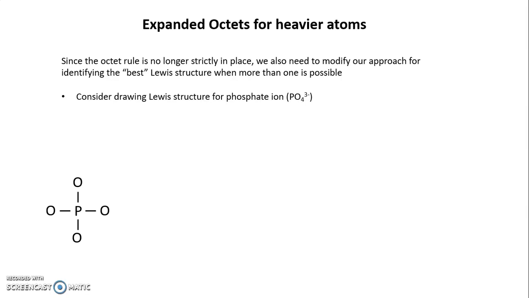Well, each oxygen brings 6, so that's 24. Phosphorus brings 5. And then there's 3 minus charges on the phosphate ion, so that's another 8. So 24 and 8 is 32. Okay, so I've got 4 atoms. 32 is 4 octets. So real quickly, you can draw this structure, and it looks pretty good, right?